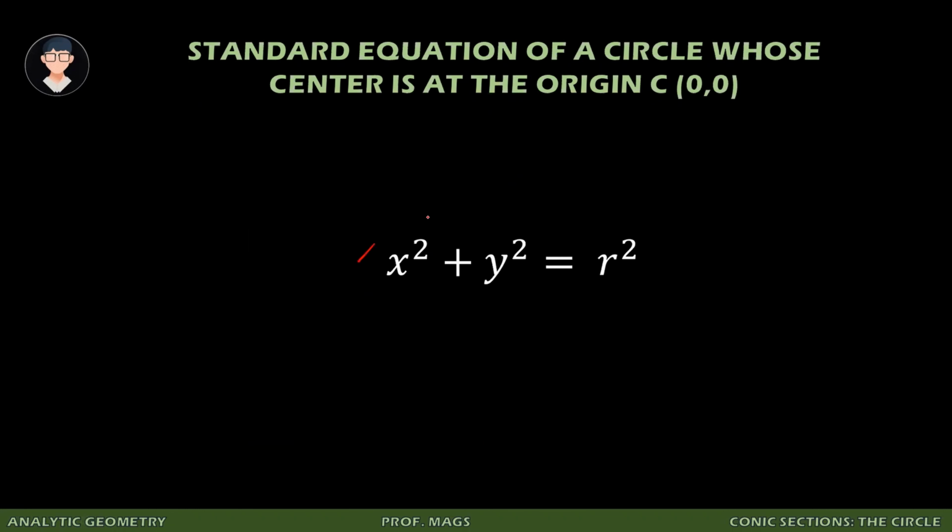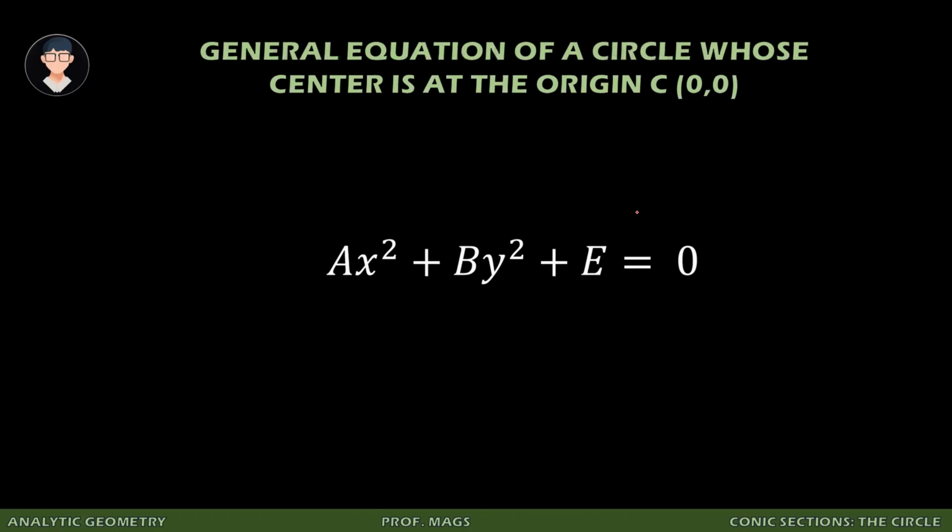So, na-derive na natin to. So, x square plus y square is equal to r square. The general equation of a circle whose center is at the origin, C, 0 and 0. Okay, ito naman yung kanyang general equation. Iba din ang general equation pag ang center natin ay h and k. Ulitin ko, meron siyang x and y terms din. So our general equation is ax square plus by square plus e is equal to 0. Itong e, that is our constant term. Yung walang variable. Let's say 6, 5, -20. Yun yung mga constant term natin.